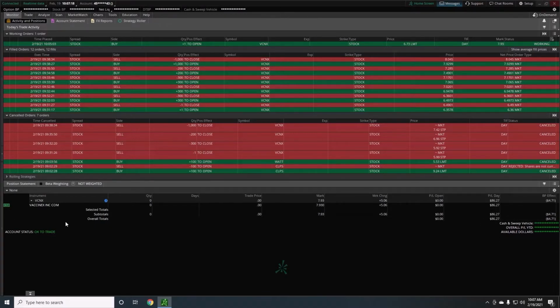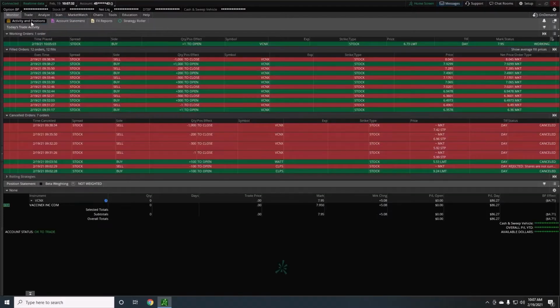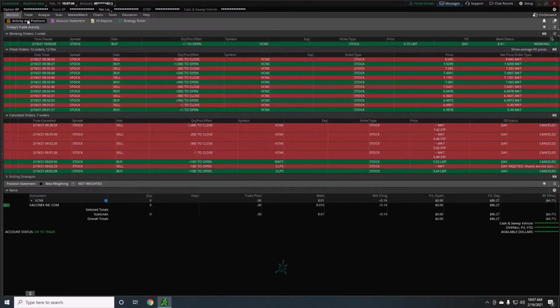So yeah, monitor tab. There's not too much going on under the monitor tab. I would just focus on activity and positions. Account statements, I'll probably do that maybe once a year if you're interested in it. This doesn't really affect me too much. I don't really go back too much and look at my stuff. Sometimes you should, but I don't really go on it too much. FX reports, I'm not sure what FX reports is. Strategy roller, I'm not sure what that is either. So I just focus on activity and positions.